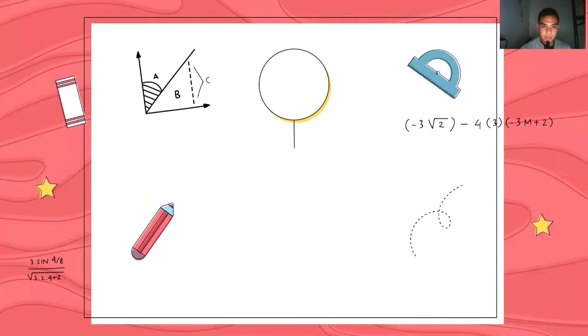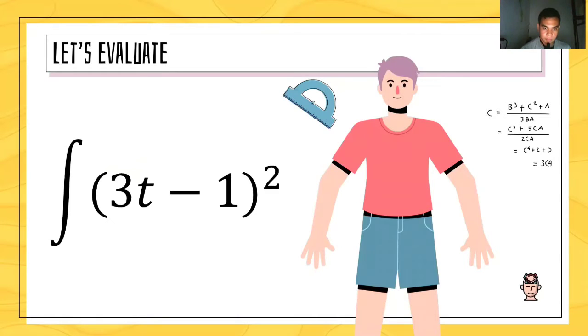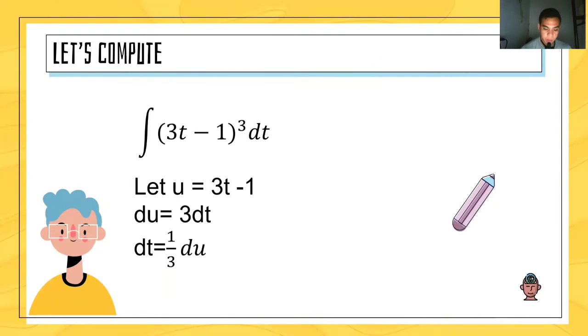And now for our second example, let's evaluate the integral of the quantity 3t minus 1 cubed. In this example, we let u be equal to 3t minus 1 so that it will be easier to integrate. Getting the derivative of u, we now have 3 dt, so dt is equal to 1/3 of du. We can substitute these variables in the given equation.